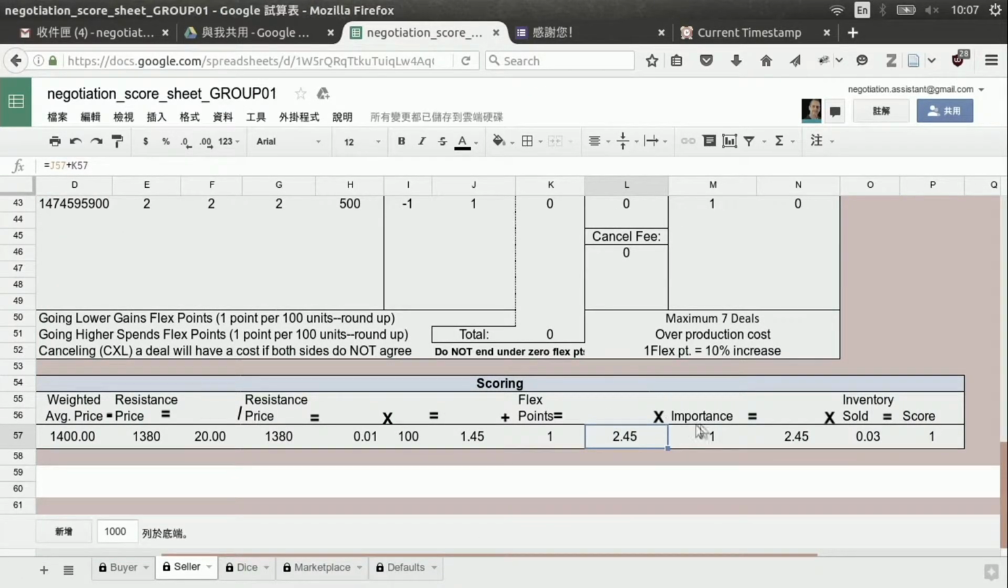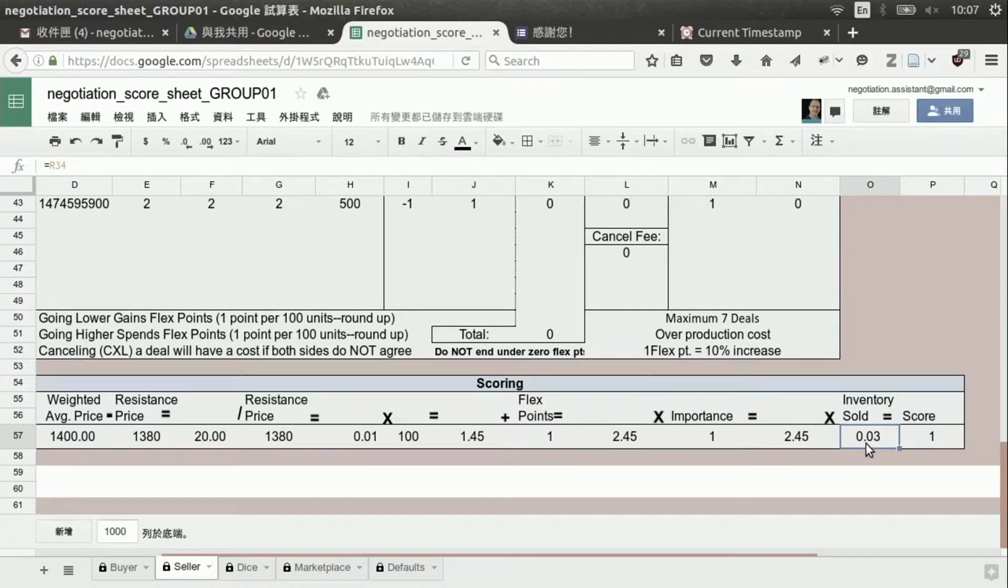And then we're going to times importance. So you can see importance is a big one. If we had a 2 importance, we would now be right over about 5. But instead we only have 1 importance, so we're going to stay at 2.45. And then times inventory sold.